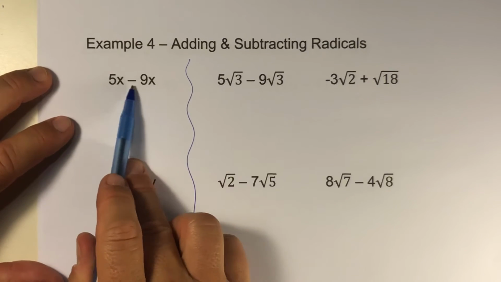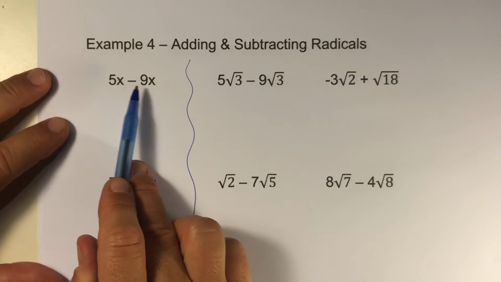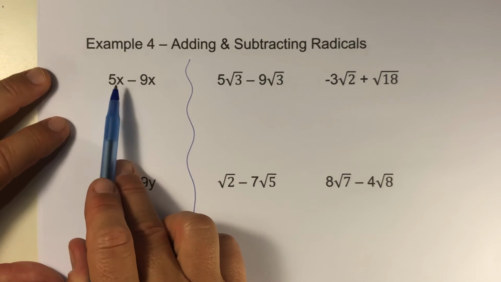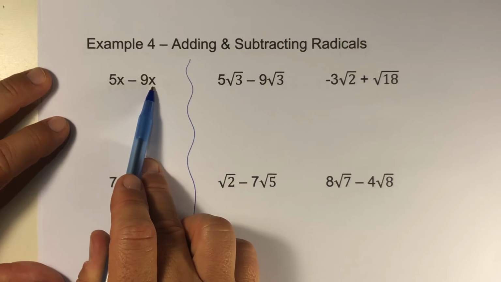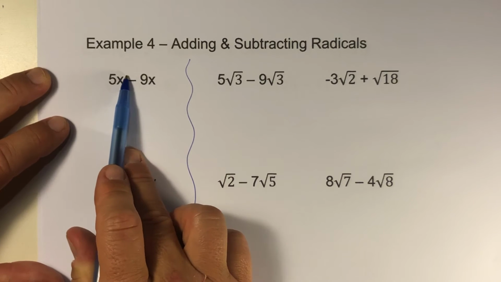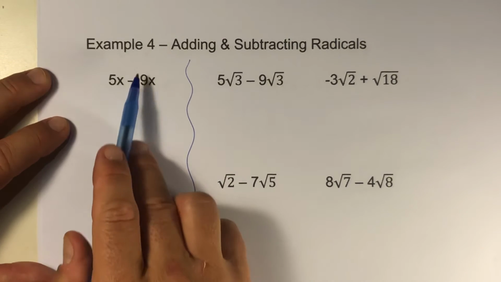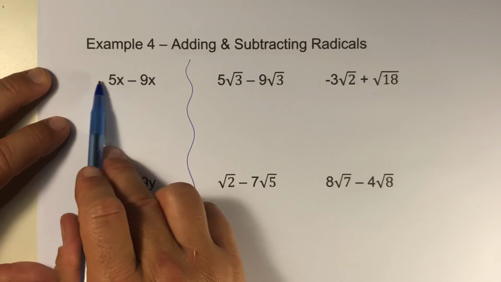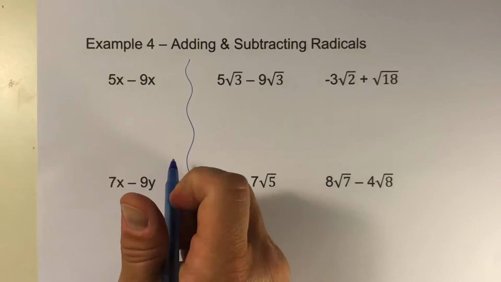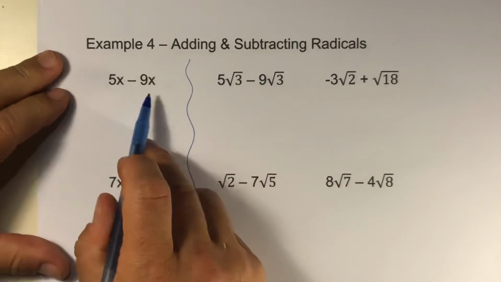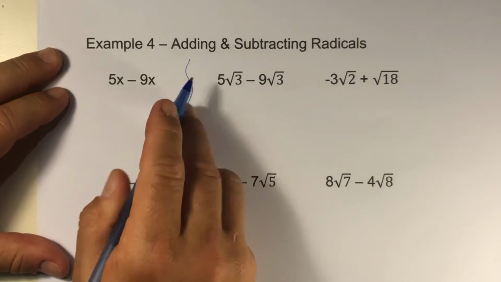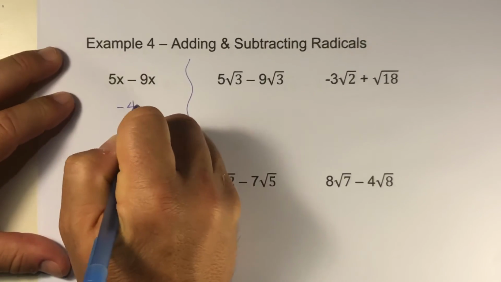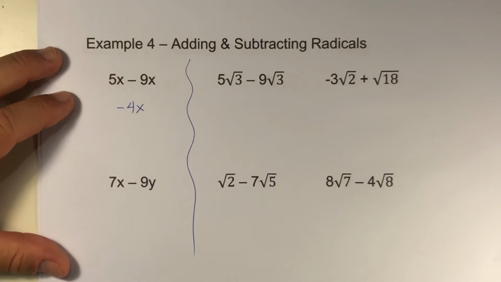But we should know this very quickly, right? These two terms are like terms, right? They have the same variables and they have the same exponents. Technically, this is x to the first, so is this. Even if this was 5x to the third minus 9x to the third, we could still combine these like terms. So guys, if I have 5x's minus 9x's, hopefully we are quick to realize that that's negative 4x's.